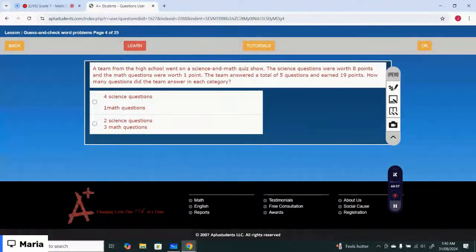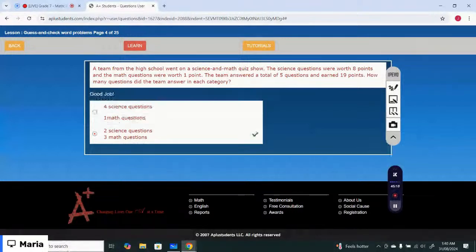8 points and the math question has 1 point, right? So the total is 19 points, right? So 8 times 4 is 32. 8 times 2 is 16. Option number 2 is the correct option. That is 2 science questions and 3 math questions. Option number 2 is the correct option.